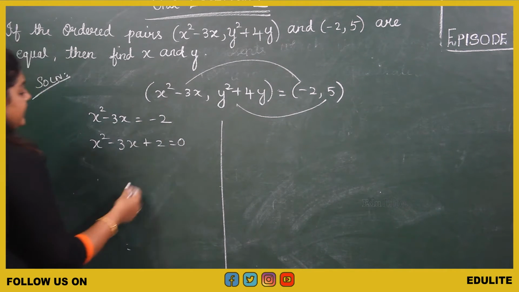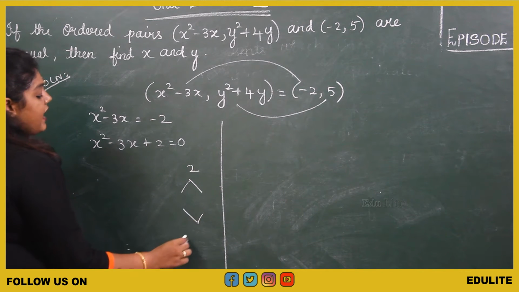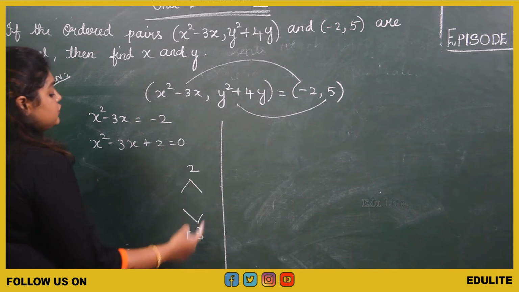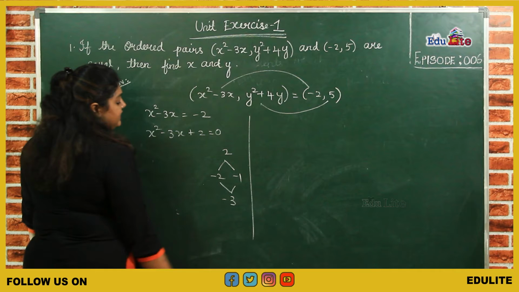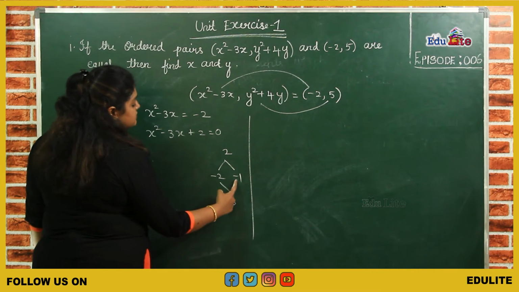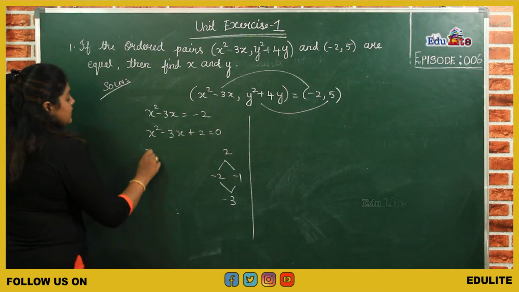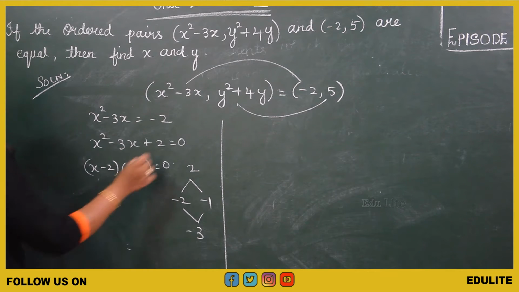Now we will find the factors of this. If we multiply, we should get 2, and if we add, we should get minus 3. We have to choose the factors in such a way. Let us choose minus 2 and minus 1, because minus 2 into minus 1 is plus 2, and minus 2 minus 1 is minus 3. So (x minus 2)(x minus 1) equals 0.